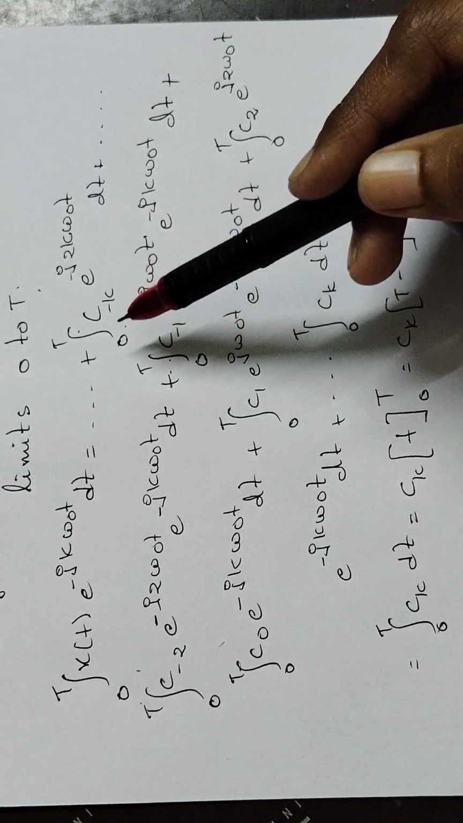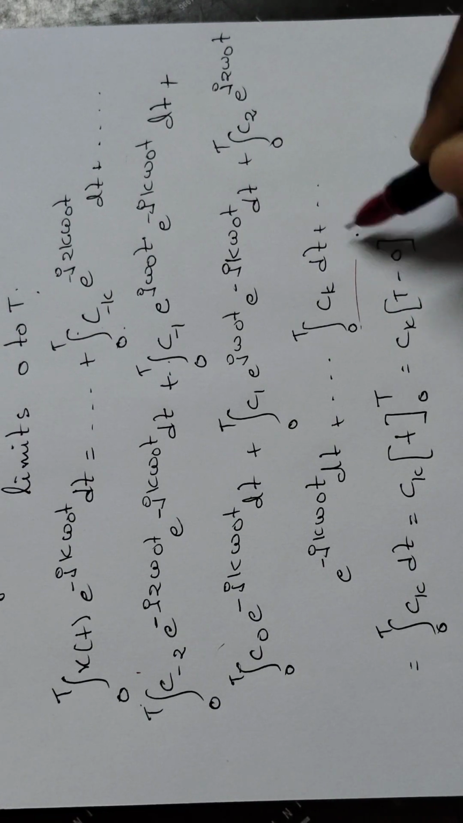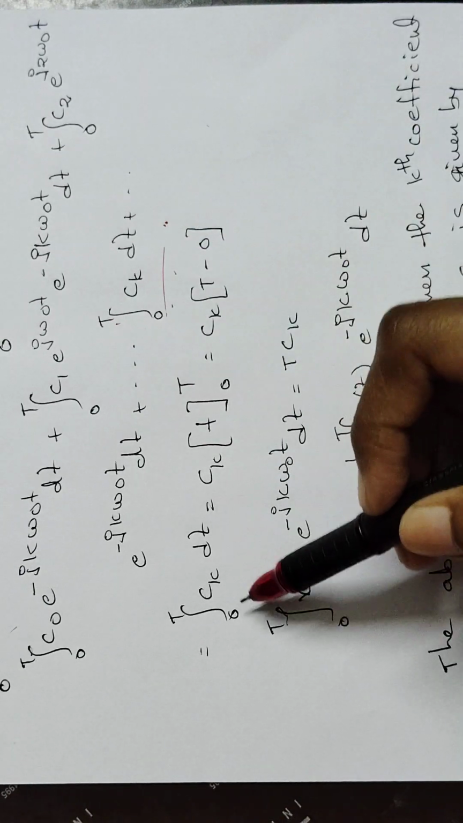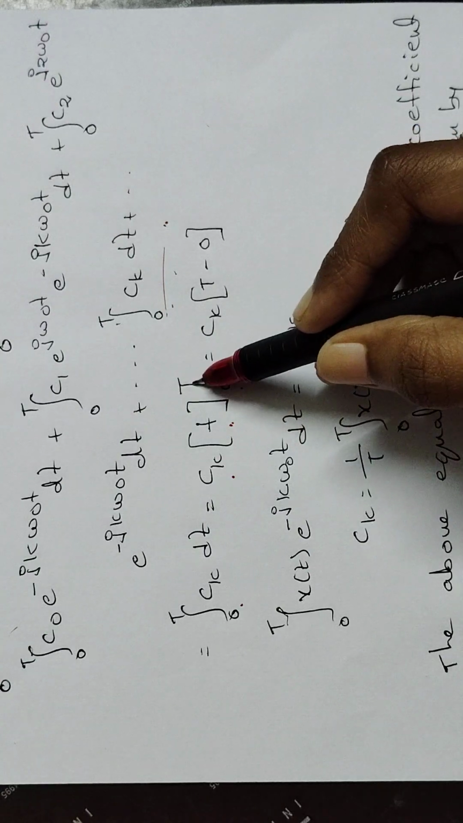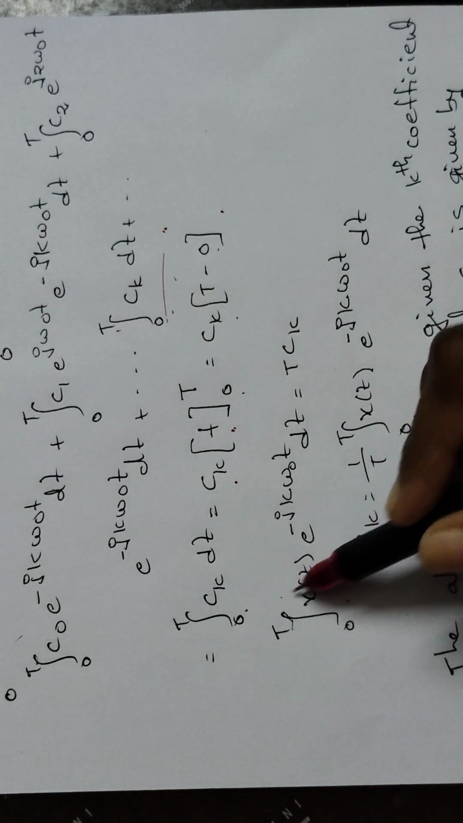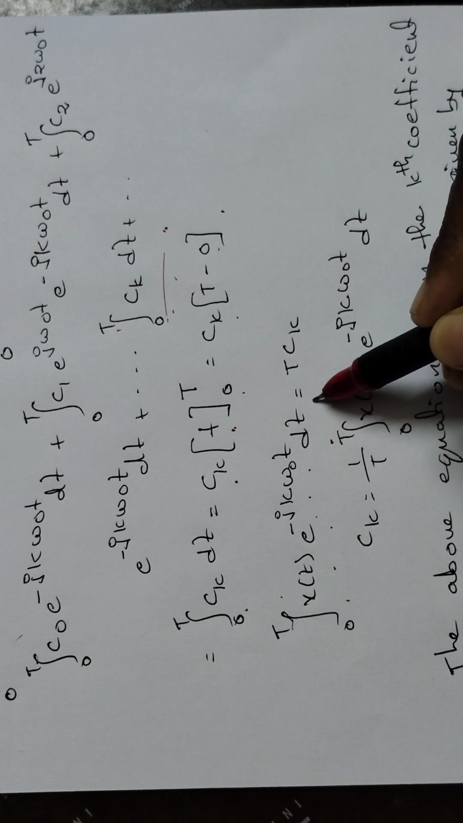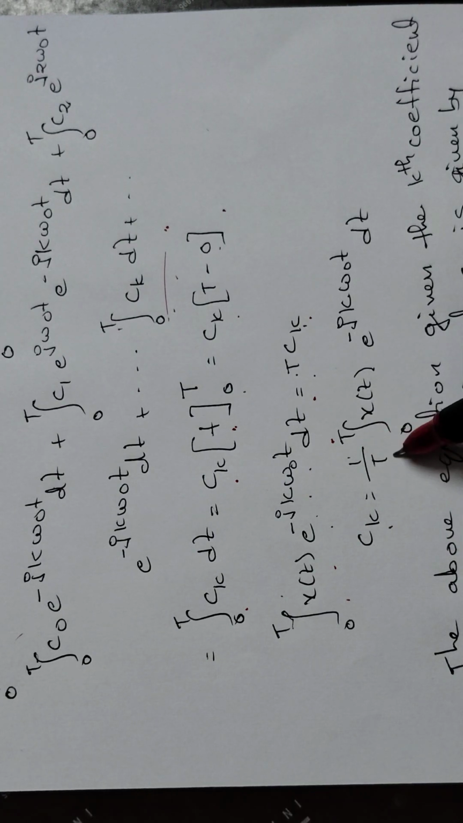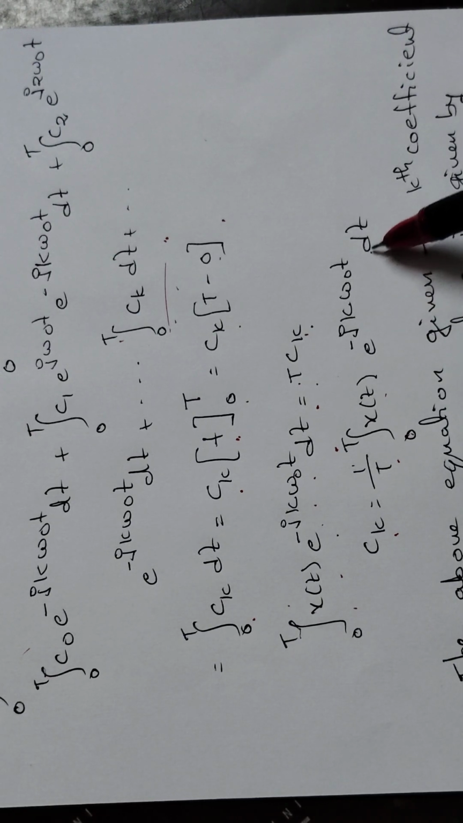The terms having the exponential part all become 0 except this part. So here, the integration from 0 to T of c_k dt, where c_k is a constant and the integration of 1 is T, gives c_k times (T minus 0). So the integral from 0 to T of x(t) e^(-jk ω0 t) dt is equal to T times c_k. Here c_k is equal to (1/T) integral from 0 to T of x(t) e^(-jk ω0 t) dt.